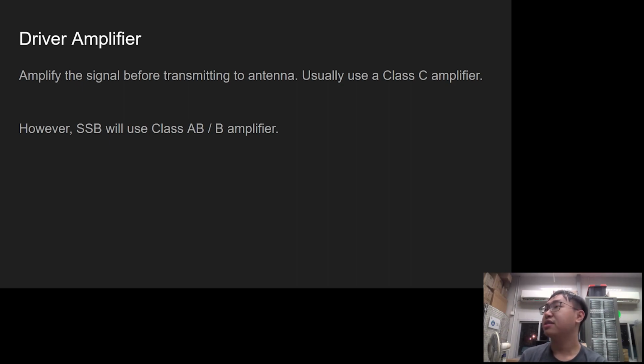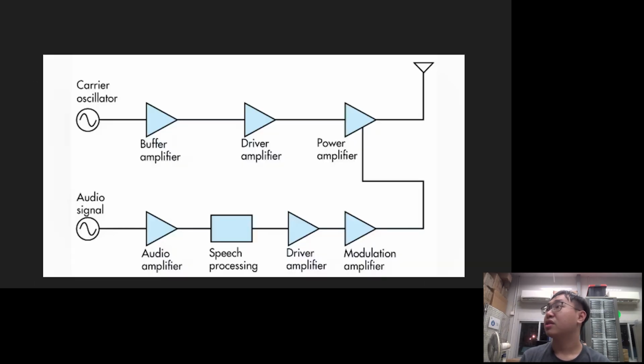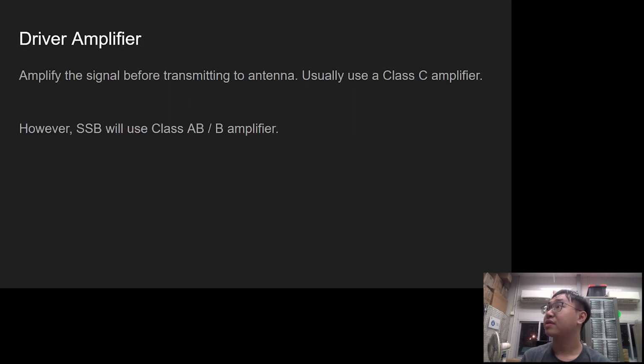Driver amplifier to amplify the signal before you transmit to the antenna. Driver amplifier here. Okay, driver amplifier. Usually you use a class C amplifier. Okay, you have to note it down, because I have looked through my notes and I found this one. SSB we use class AB or class B amplifier, which is an exception case. Okay.